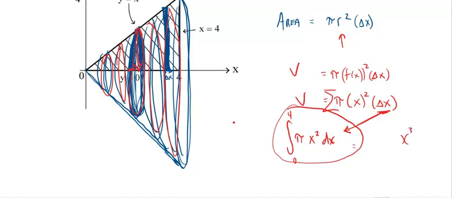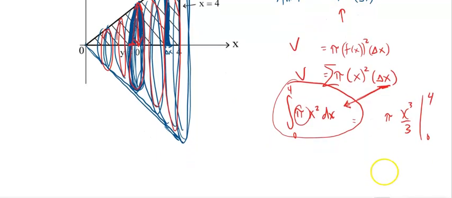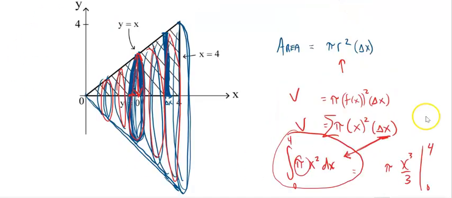So let's integrate x cubed over 3. The constant comes along for the ride. And we go from 0 to 4. And we're done. That's 4 times 4 times 4, which is 64 over 3. All right, that's pretty cool.